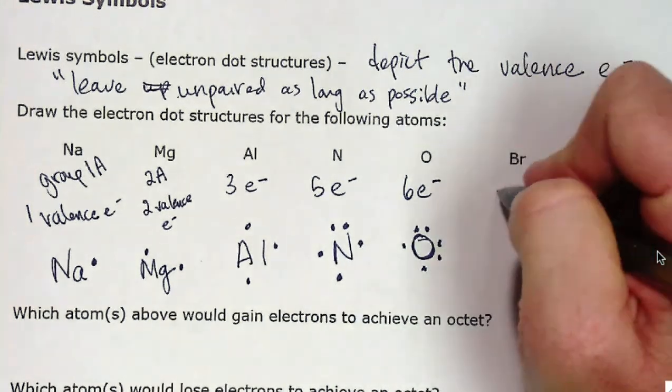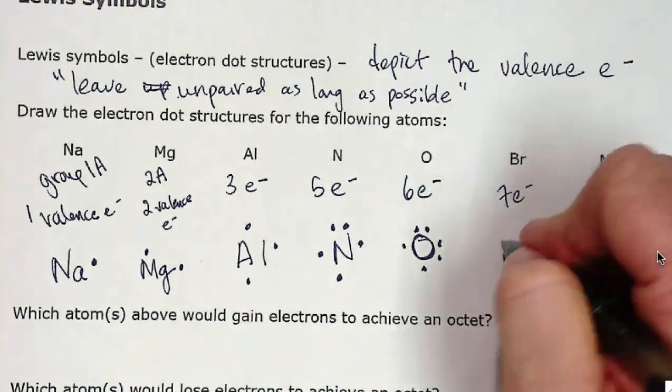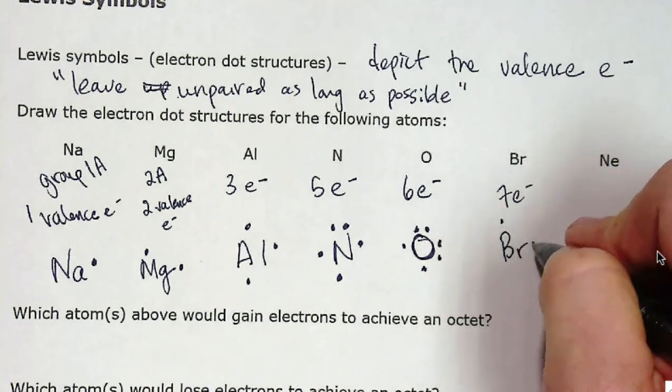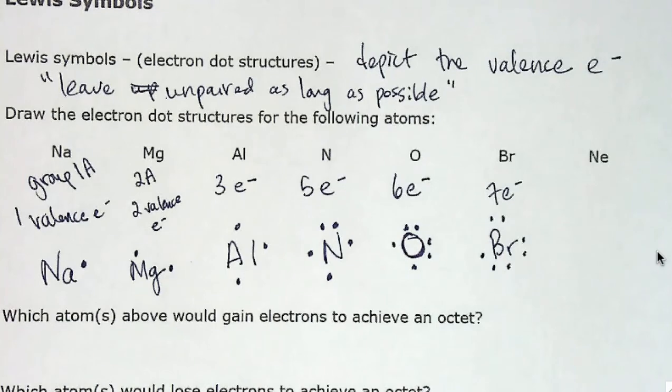All right, bromine has 7 valence electrons. It's in group 7A. So it's going to have 1, 2, 3, 4, 5, 6, 7. It will have 3 paired electrons and 1 unpaired electron.